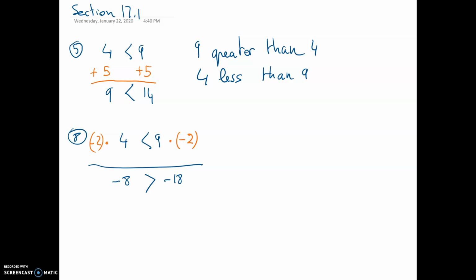I would like to remind you that when you graph on your number line, your 0 will be, let's say, right here. When you're going in that direction, you're going from negative 1 up to, at some point, negative 8. And you will have negative 18 way down below. And you can tell that negative 8 is greater than negative 18.